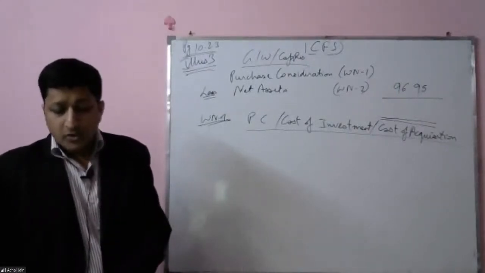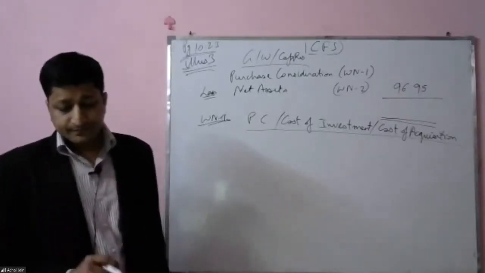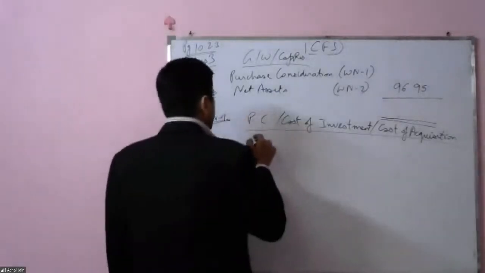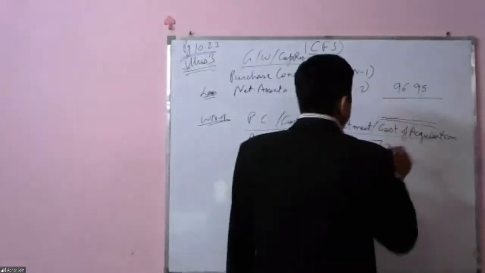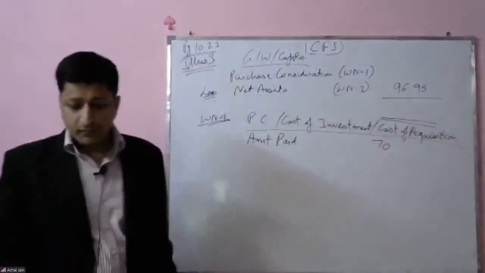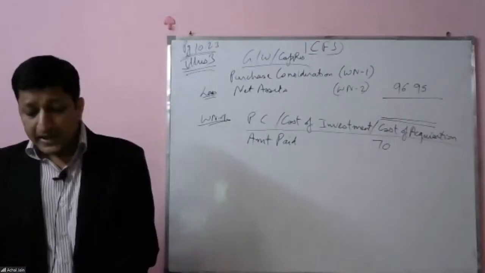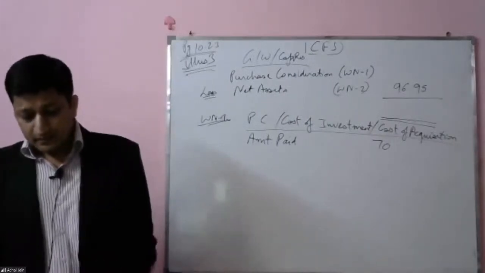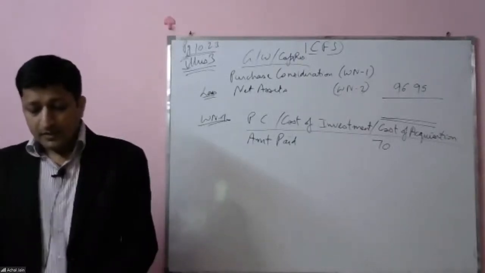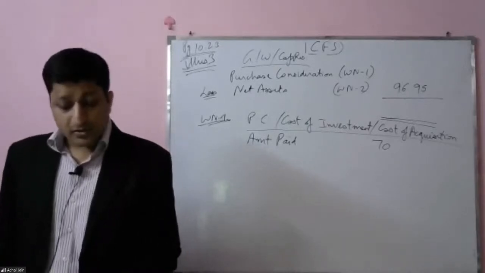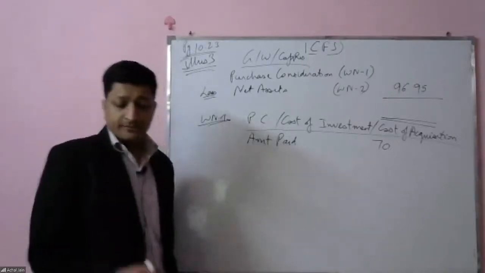Now, in terms of the cost of acquisition, what's the amount that has been paid? 70 lakhs. Amount paid is 70 lakhs. Now, if we look at the dividend which has been paid by Z Limited, what's the amount of dividend? If you have to compute the amount of dividend, can you tell me? Let's try to compute it.